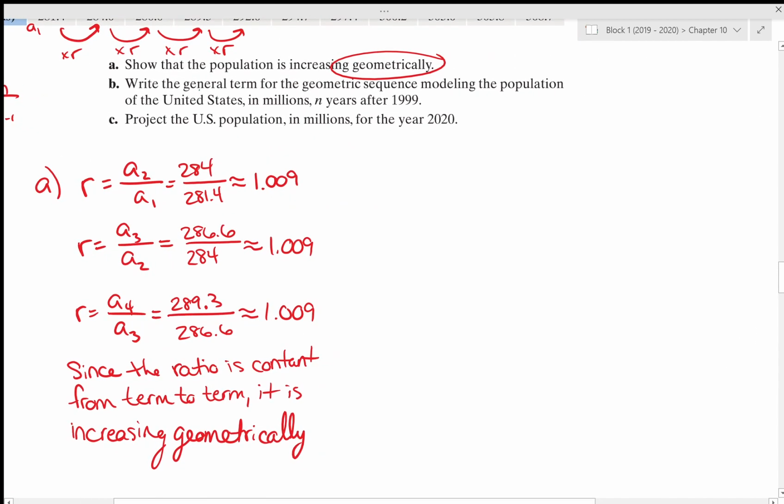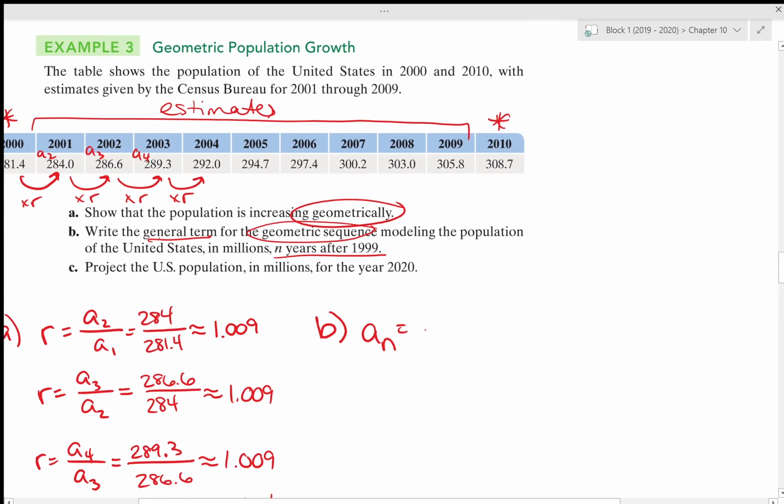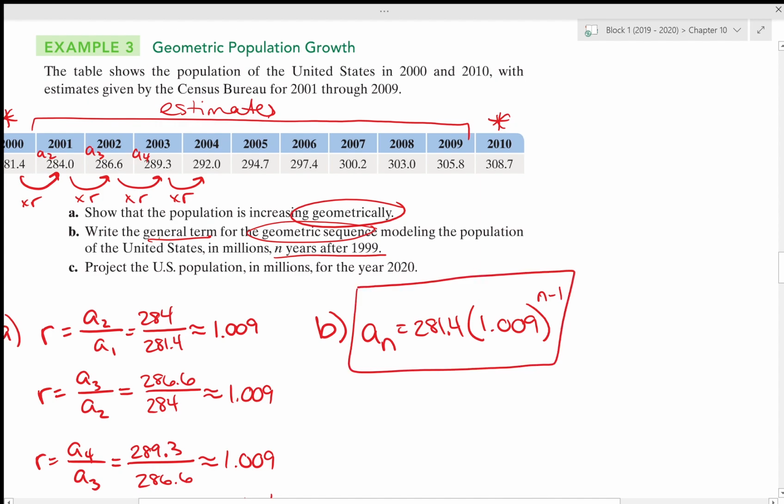Now for B and C, it's what we've done before, just we did it arithmetically, right? So for B, write the general term of the geometric sequence. So I want the nth term of the geometric sequence, modeling the population of the U.S. in millions n years after 1999. So that means the year 2000, that first one, is our first term. So 281.4 times, now my common ratio I found to be about 1.009, to the n minus 1 power. So there's my general term. It's the first times your ratio to the n minus 1 power.